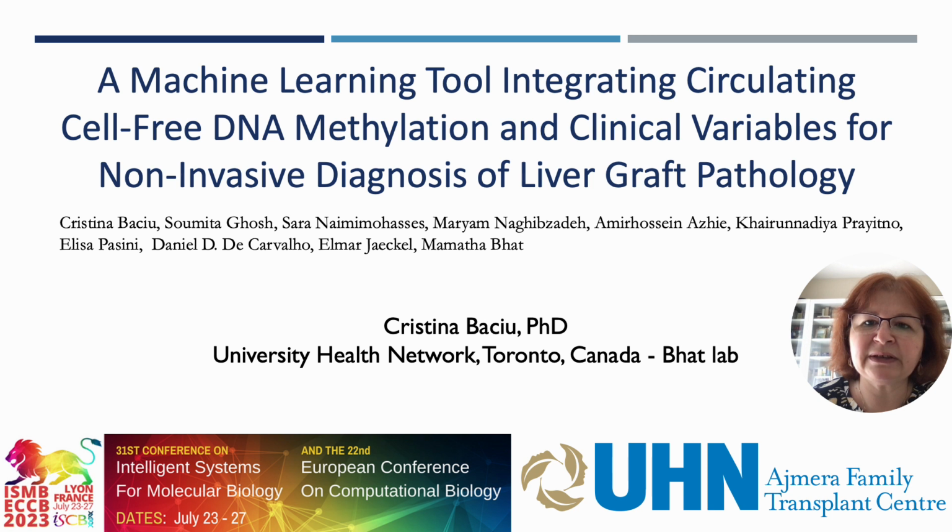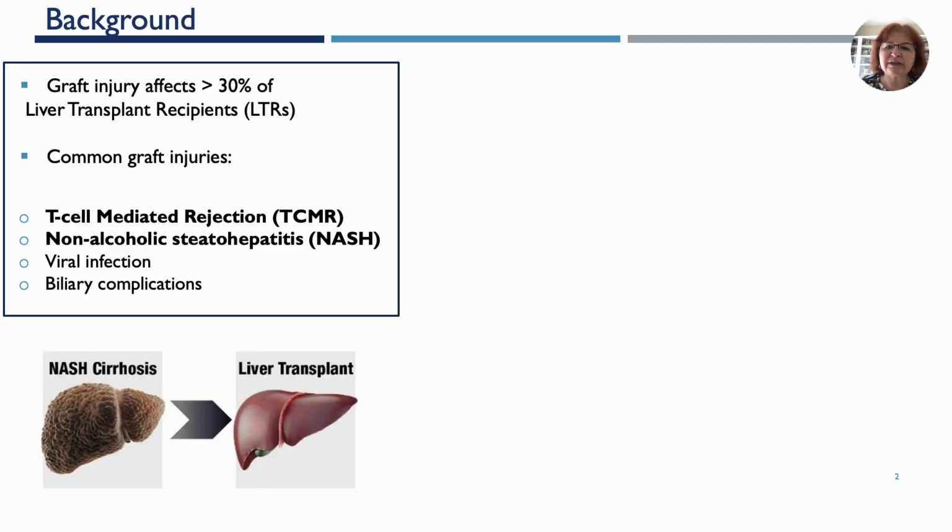I'm very pleased to present today an overview of our project using machine learning for diagnosis of liver graft pathology. Liver transplant recipients are very closely followed during their trajectory after transplant. They can have graft injury of various etiology, resulting in graft cirrhosis over time. Reasons for elevated liver biochemistry in graft injury include T-cell mediated rejection, recurrent or de novo non-alcoholic steatohepatitis or NASH, viral hepatitis, or biliary complications.